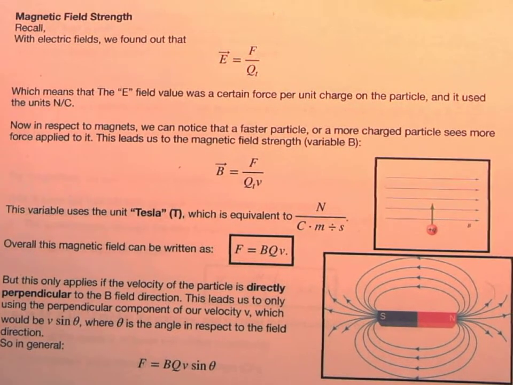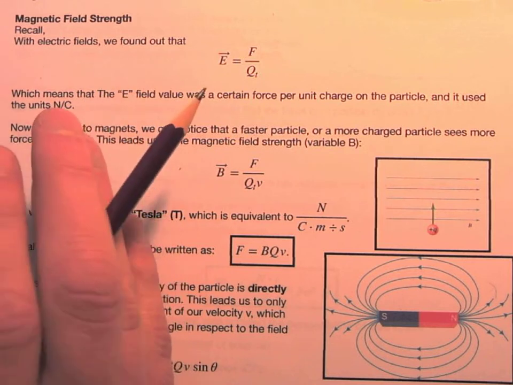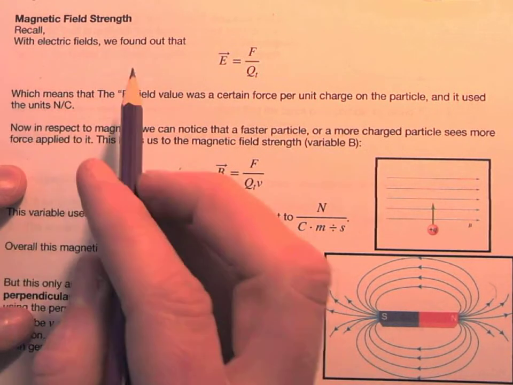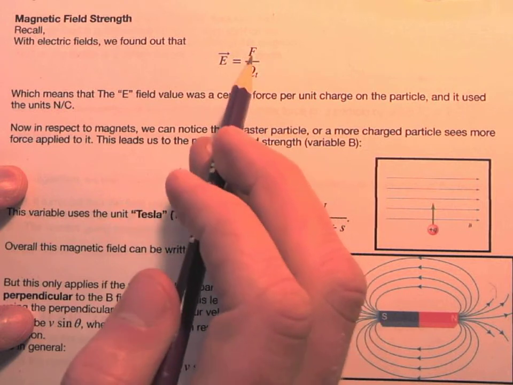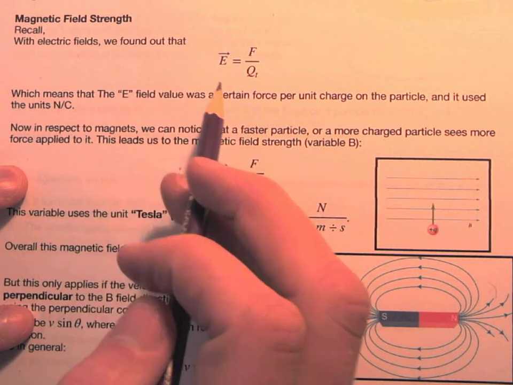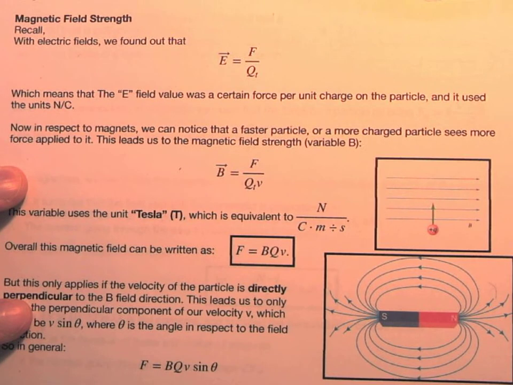So let's recall what electric field strength was. We know gravity field strength is acceleration. But electric field we knew was the force per charge of the test charge. That's what it was, and we made E the variable. And its units were newtons per coulomb of charge.